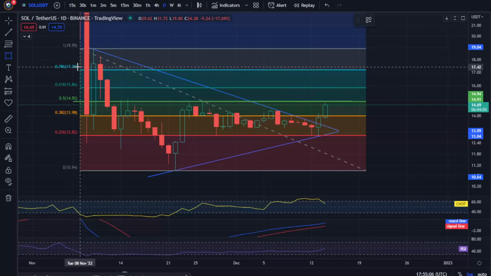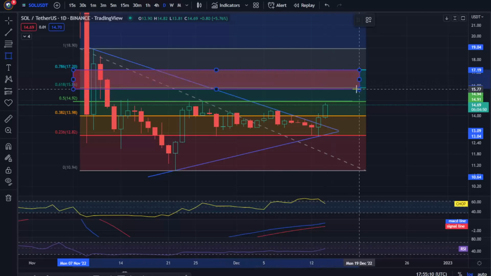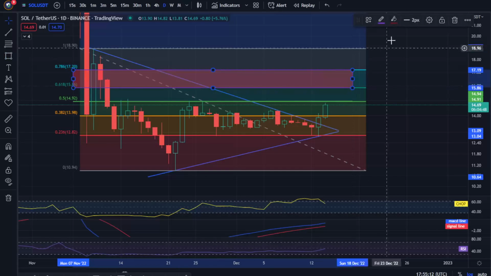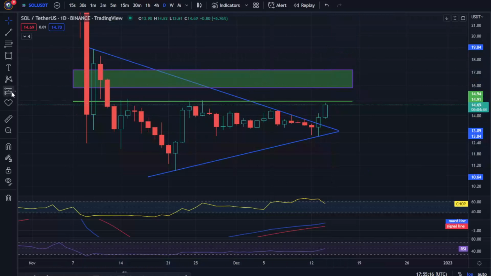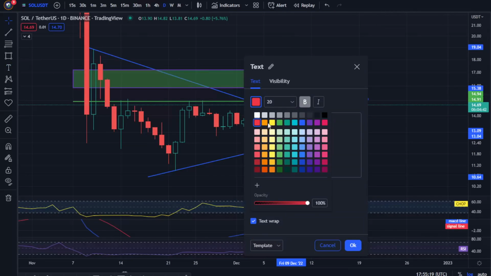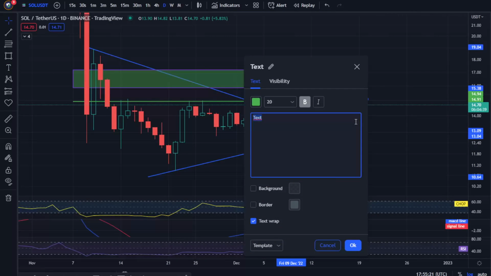However, if the resistance is overcome, then the price will have to fight the strong resistance zone from $15.86 to $17.19. Only when it manages to exit this zone at the top and then positively test it, the price will be able to go further up.